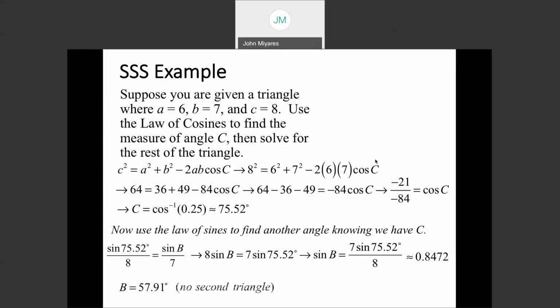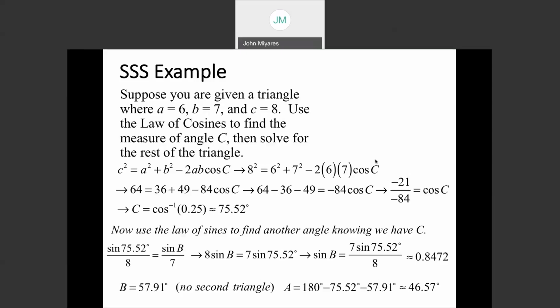Again, I don't need to consider the obtuse solution here because we know that side B is shorter than side C, so angle B has to be smaller than angle C. So this measure that we have for angle B, 57.91 degrees, has to be our answer. To get angle A, we're just going to subtract 75.52 and 57.91 from 180 to get 46.57 degrees.